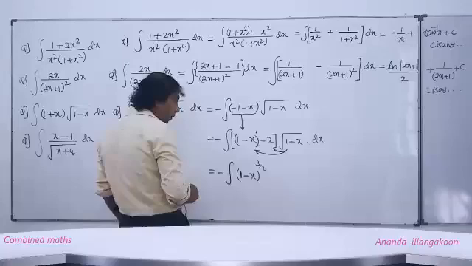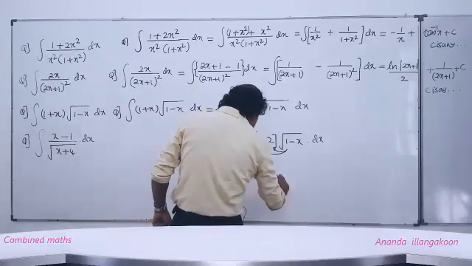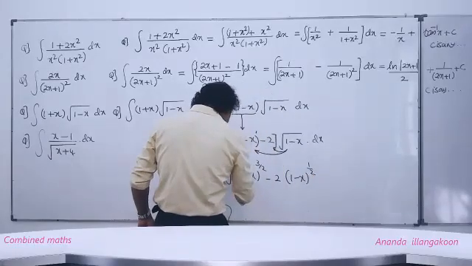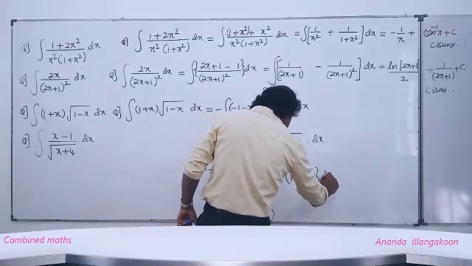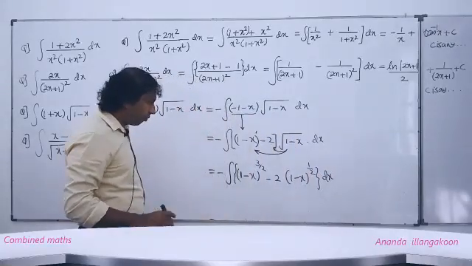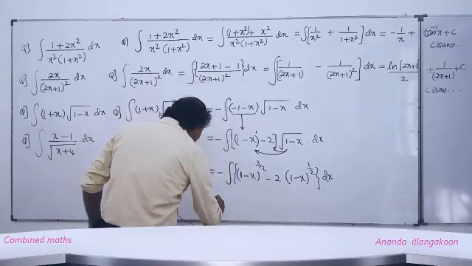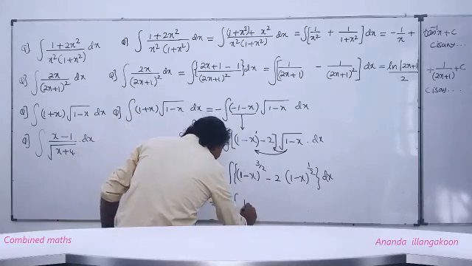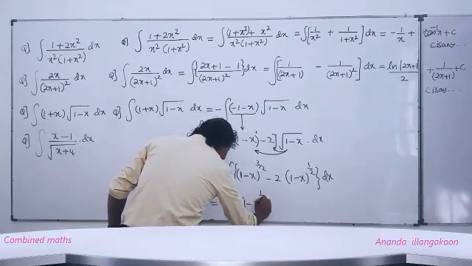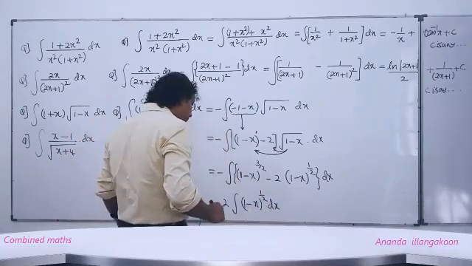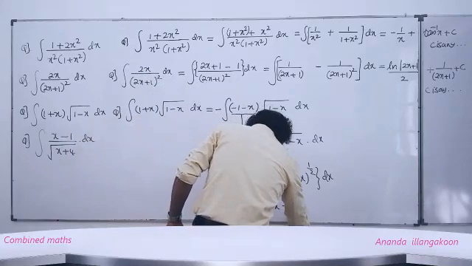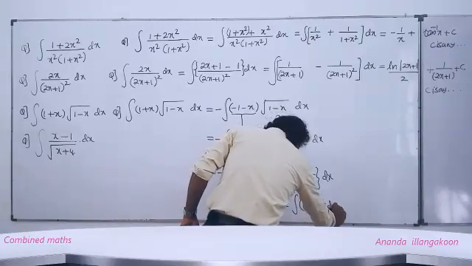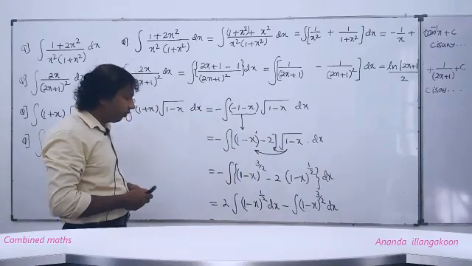Right. And now this and this we multiply: minus 2 times 1 minus x, square root means power half. I write it like this. Then we multiply by the minus sign. This and this make plus. These two I can take out. So plus 2 integral of (1 minus x) to the power half dx, and here minus integral of (1 minus x) to the power 3 by 2 dx.